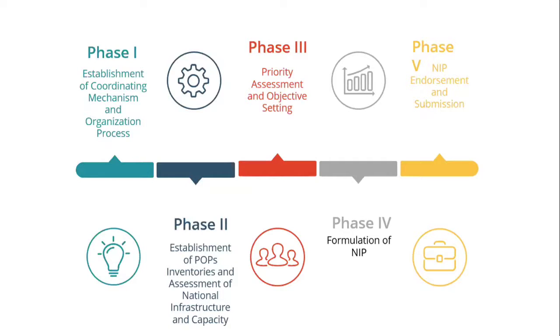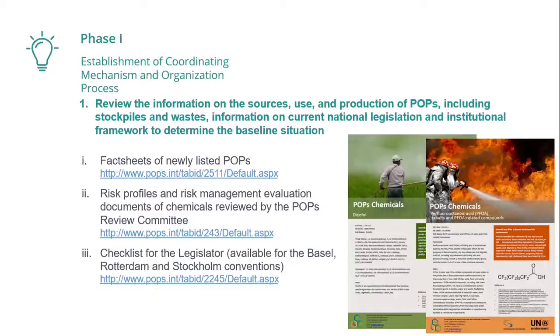And once they are formulated, endorsed and then submitted to the COP through the secretariat, this is the process, the very first phase. So there are guidances available for all these phases I just mentioned. The first phase is about establishing a coordinating mechanism and organization of the process. Under this phase, the major work is to review the information on the sources used in production of POPs, including stockpiles and waste, information on current national legislation and the institutional framework to determine the baseline situation. This is a stocktaking step, stocktaking at the policy level.